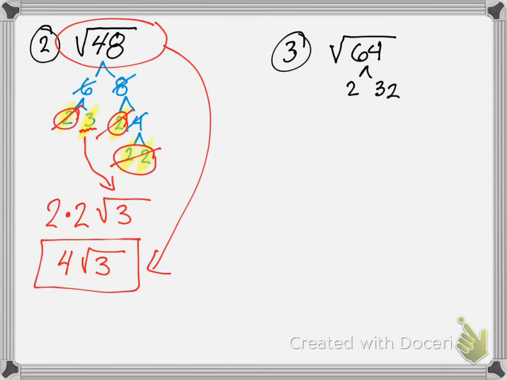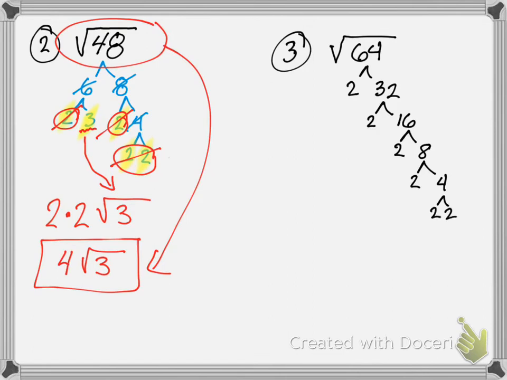So again, 2 is prime. I'm done with that branch of the tree, and now I'm going to break down that 32. So again, I'm just going to divide these by 2. So 2 times 16 is 32. Break down my 16. I can do 2 and 8. Break down the 8. We got 2 and 4. And then I break down the 4 into 2 times 2.